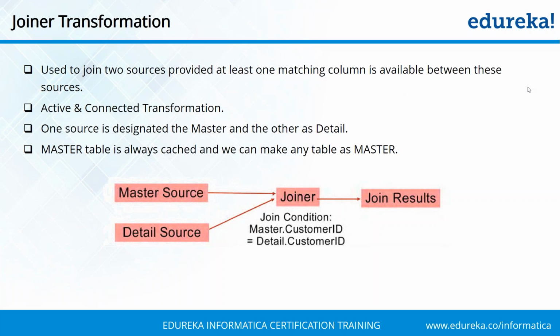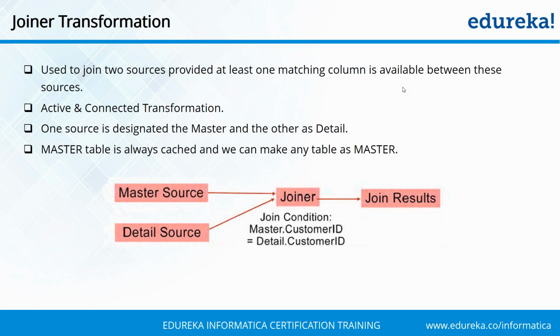Alright. So now in the image you can see how we are joining the master source and the detail source through a joiner transformation, where we have specified the join condition to be master.customer_id equal to detail.customer_id. We've set a similar condition in the previous source qualifier transformation as well. So once you've specified this condition, you can use the joiner transformation to get a joined result.